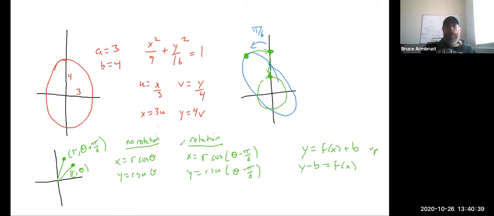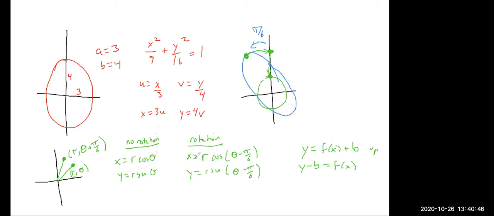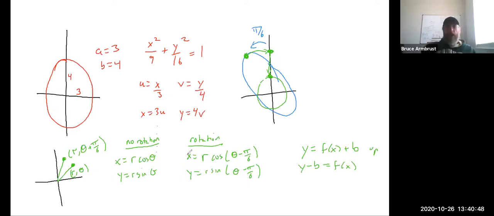So with that said, now we've got our X and Y. We can now convert these things using these guys.